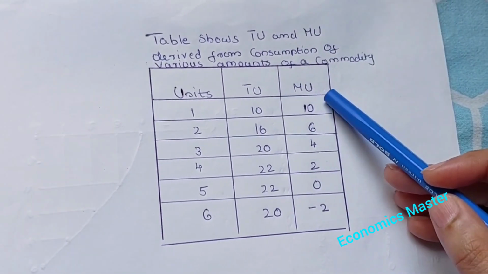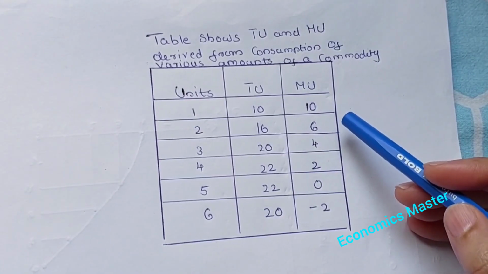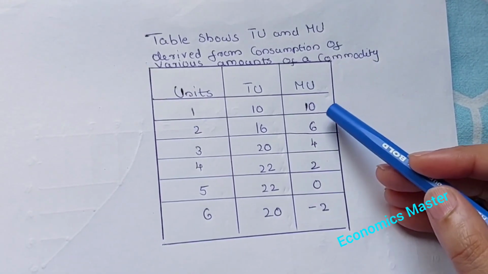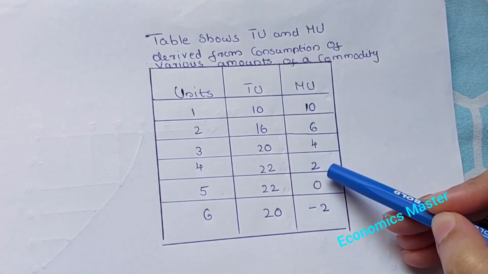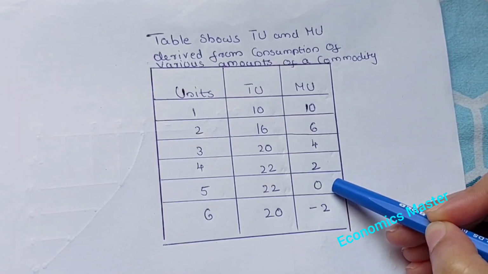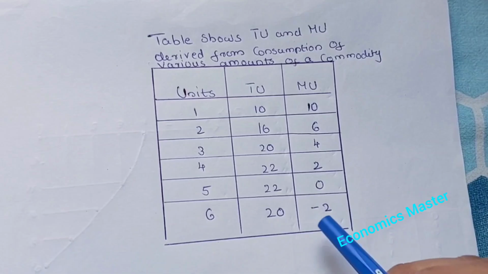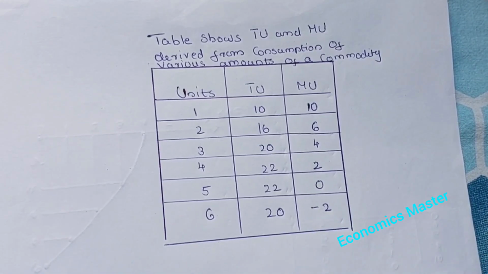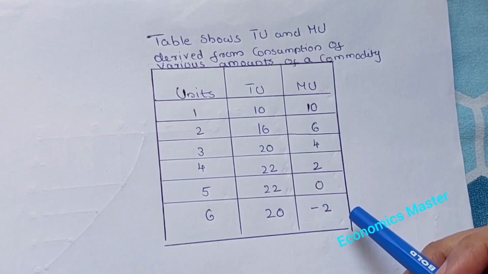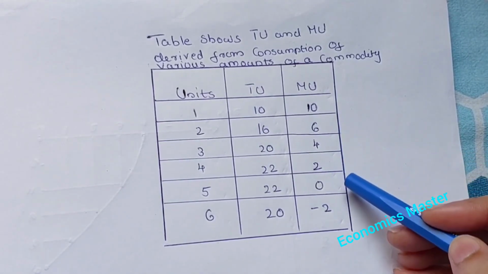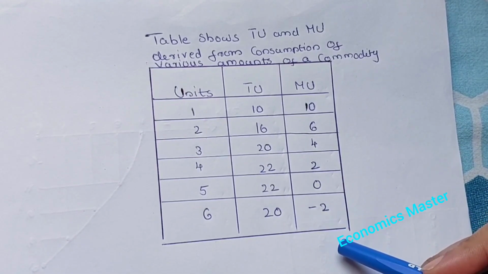Then marginal utility. Marginal utility diminishes with increase in the consumption of a commodity from 10 to 6, then 6 to 4, then 4 to 2, then it becomes 0 and then it becomes negative. This is because, having obtained some amount of the commodity, the desire of the consumer to have more of it becomes weaker. That's why marginal utility is diminishing with an increase in the consumption of the commodity.